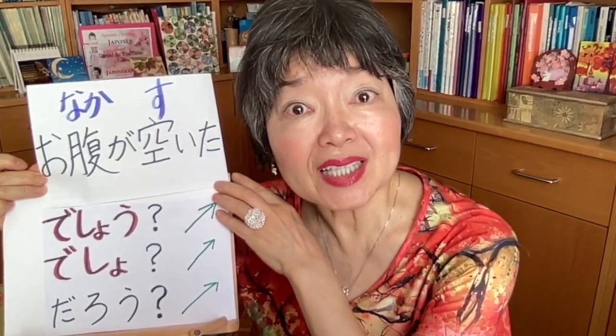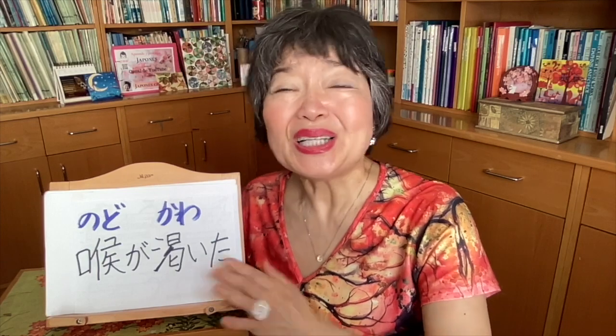Of course, you can say in the polite form お腹が空きました. If you use the present tense お腹が空きます or お腹が空く, it means I'm gonna get hungry. So I'm talking about the future. お腹が空いたでしょ？お腹が空いただろう？You are thirsty, right?